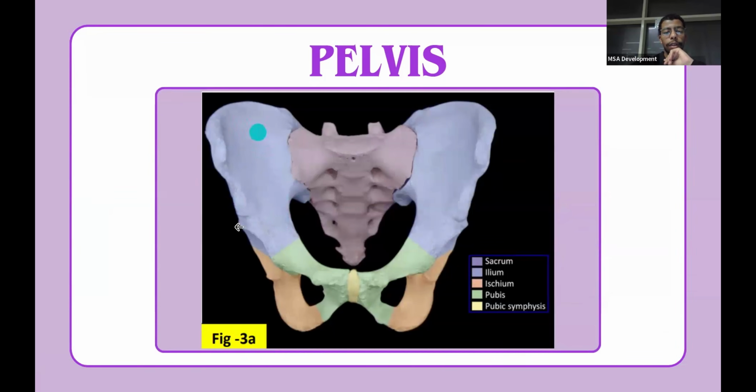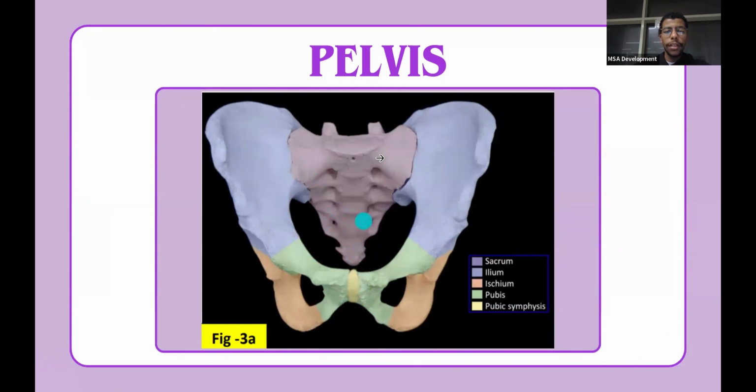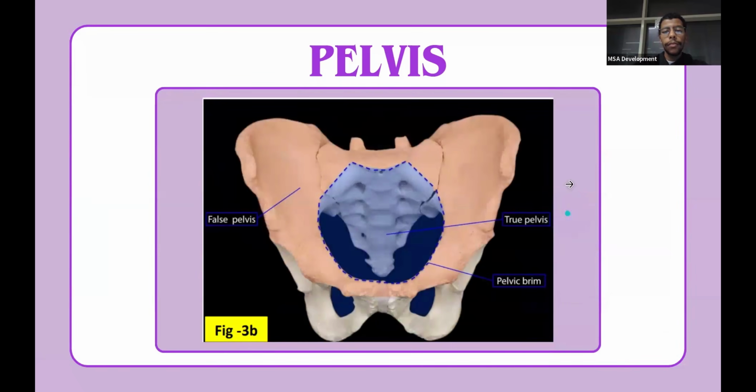Now, these are the three bones. Here we have the ilium, the pubis, and the ischium. And in the middle between the two pubis, we have the pubic symphysis. And at the back, we have the sacrum. Now, if we put a plate in the opening of the pelvis, it divides the pelvis into two parts, an upper portion and a lower portion. Everything above the plate will be called the false pelvis. The plate itself is the pelvic brim, the sides that make up the circle. And anything below this plate will be called the true pelvis.